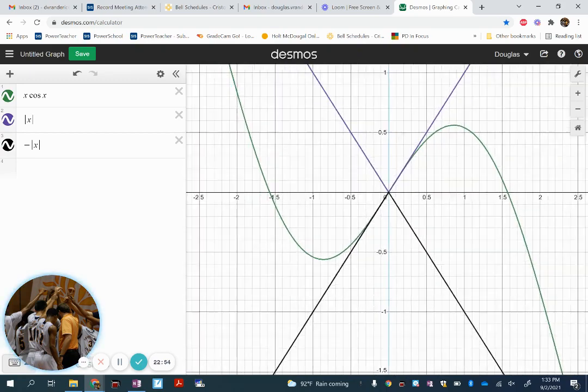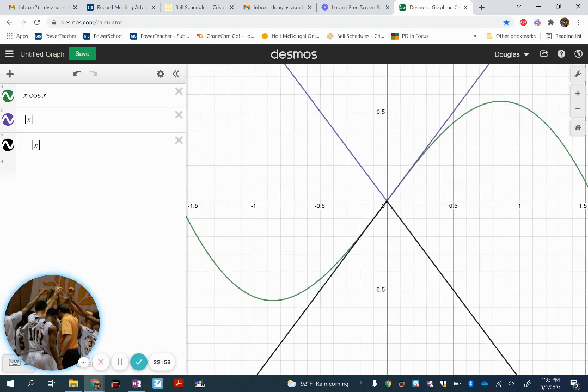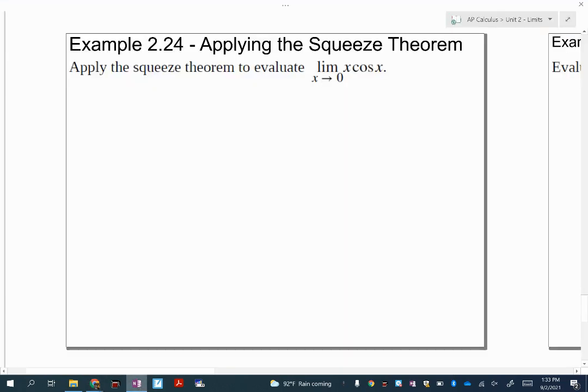All right, and then when you look at zero, they approach the same value for y as our green one. So if I know the limit of the purple one and the black one as x approaches 0 is 0, then the limit of this green one must also be 0. That essentially is what we call the squeeze theorem. I know that is not really intuitive, right? But ultimately, that's something that we'll talk about more in class.